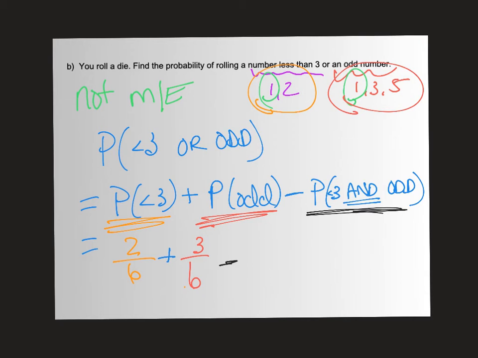minus the probability of less than 3 and odd. I keep forgetting to say that. Sorry. 1 is both odd and less than 3. It's weird because I'm writing a 1, but it's just one number that is both less than 3 and odd. So subtract 1/6. Then you simplify that. You get 2 plus 3 minus 1 is 4/6, which is 2/3, which is 0.667. Okay?